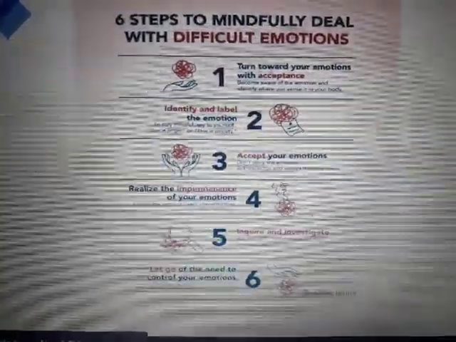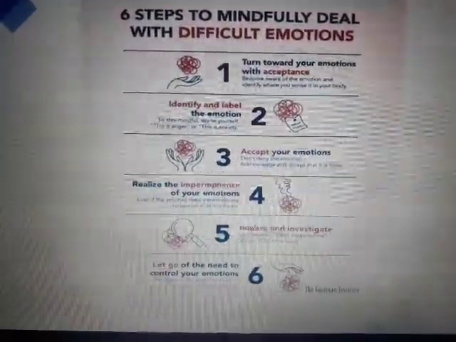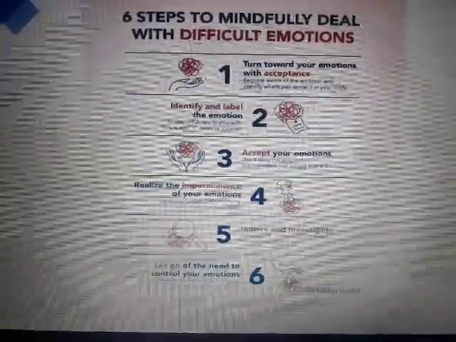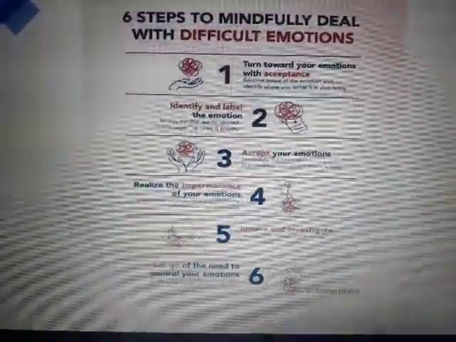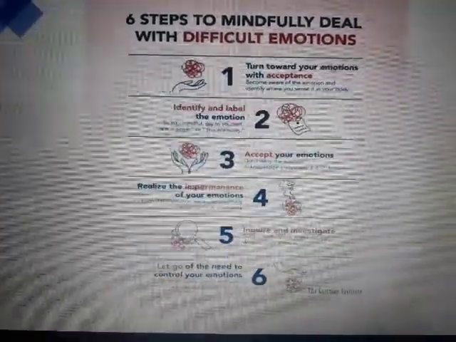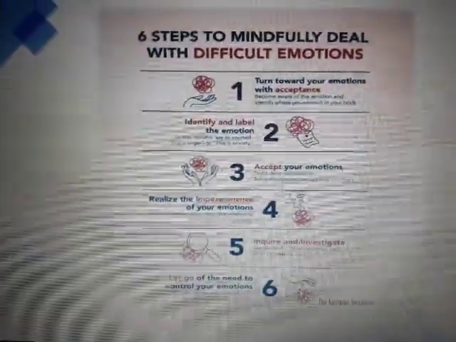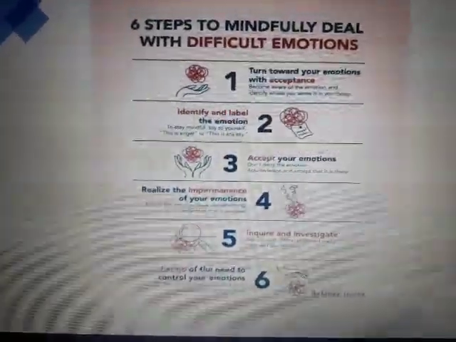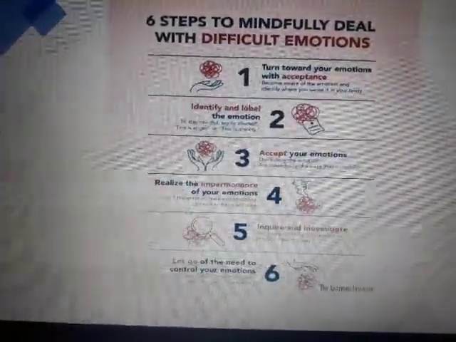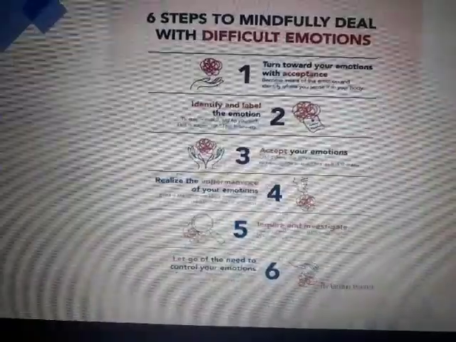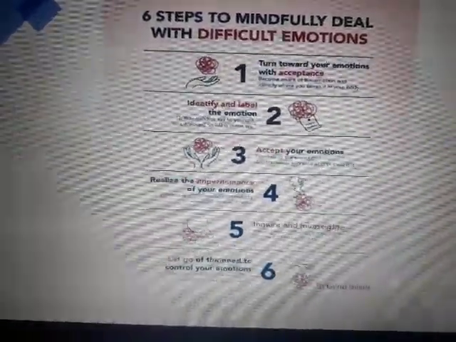The second step, identify and label the emotion. So don't say, I am angry. Say, this is anger or this is anxiety. In this way, you are acknowledging its presence while simultaneously empowering yourself to get detached from it.